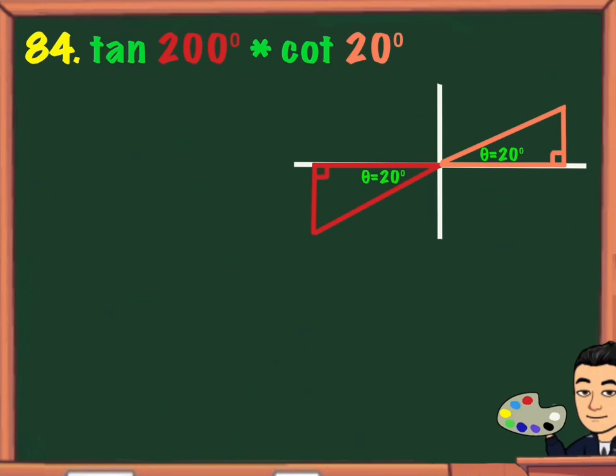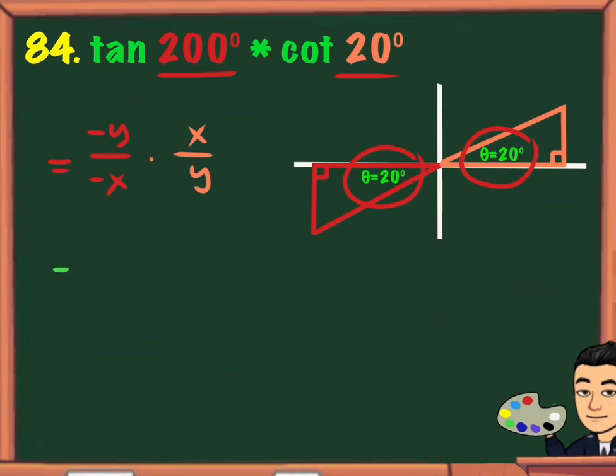For number 84, we got one measure that's 200 degrees, another one is 20 degrees, and both measures have the same reference angle, which means we can just focus on using x, y, and r instead of the values of the ratio to solve this problem. First of all, tangent 200 degrees is going to equal negative y over negative x. And then cotangent 20 degrees is going to be x over y. So you multiply each other, you're going to get 1.